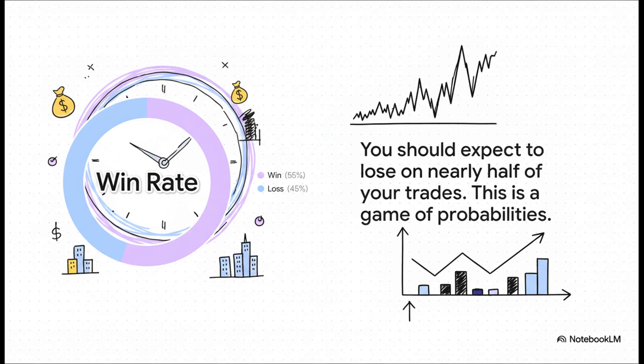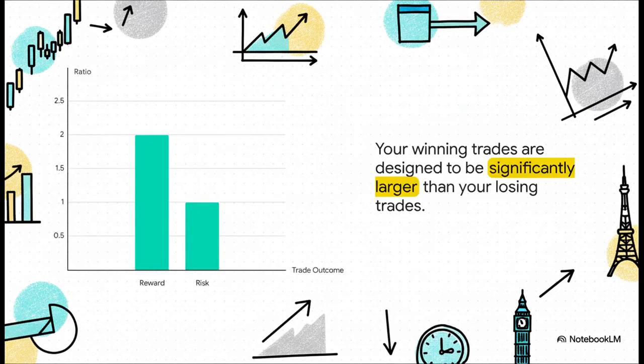This is not a magic crystal ball. It's a game of probabilities, and the first step is managing your own expectations. So if you lose so often, how do you make money? Well, the secret, the whole key to profitability, is right here. It's because your wins are designed to be much bigger than your losses. Remember that math we did? You're aiming to win at least twice what you risk. That means a single winning trade can wipe out the losses from 2 other trades and still leave you ahead.